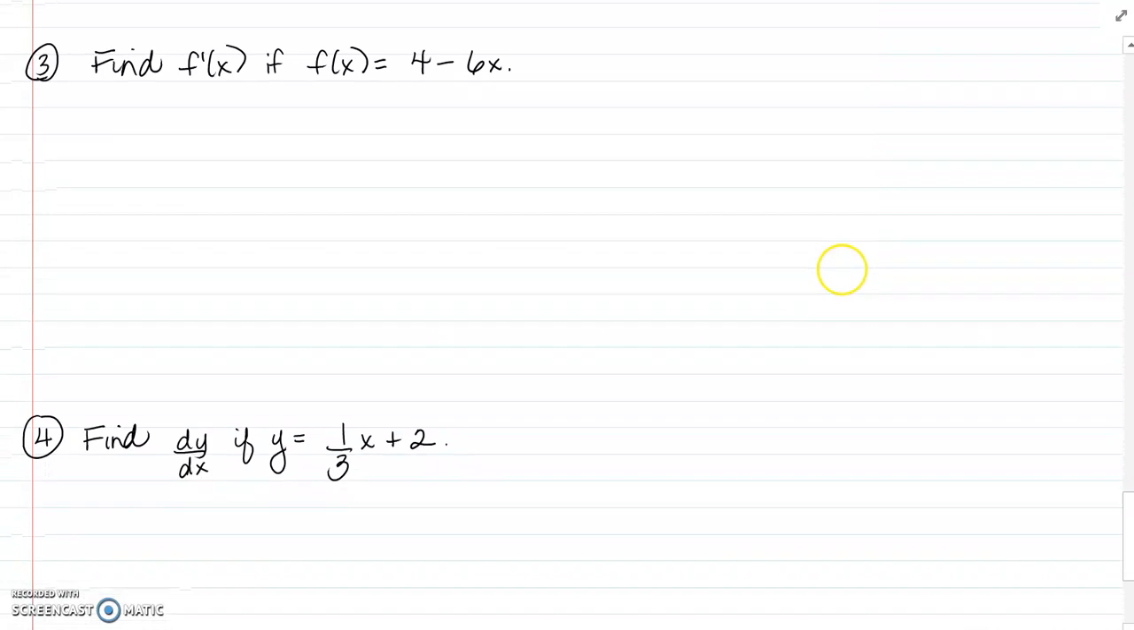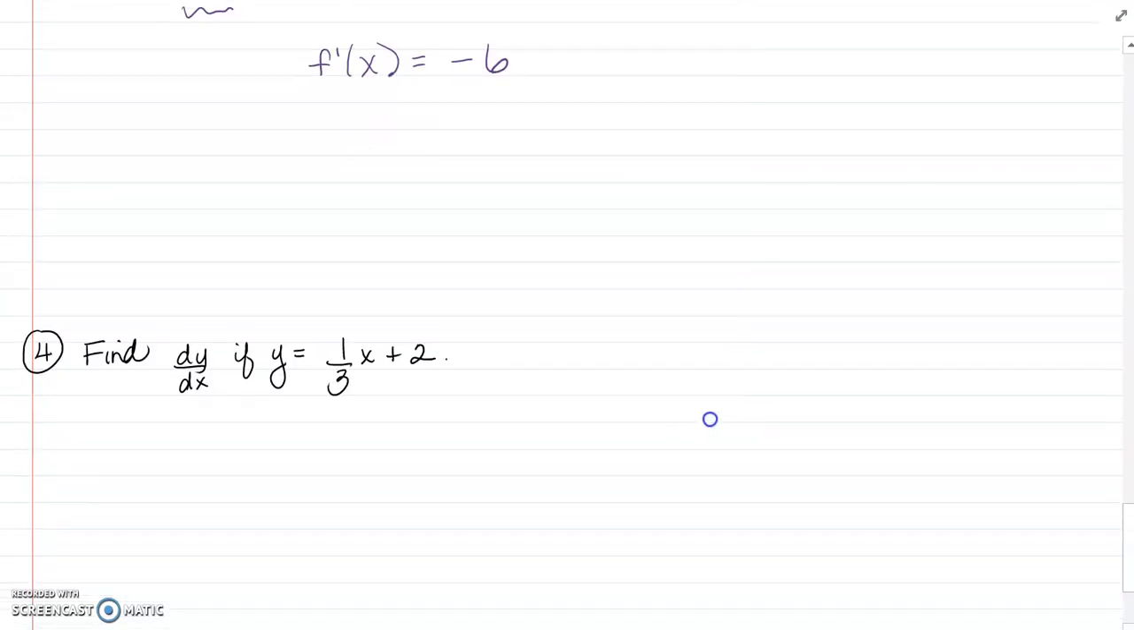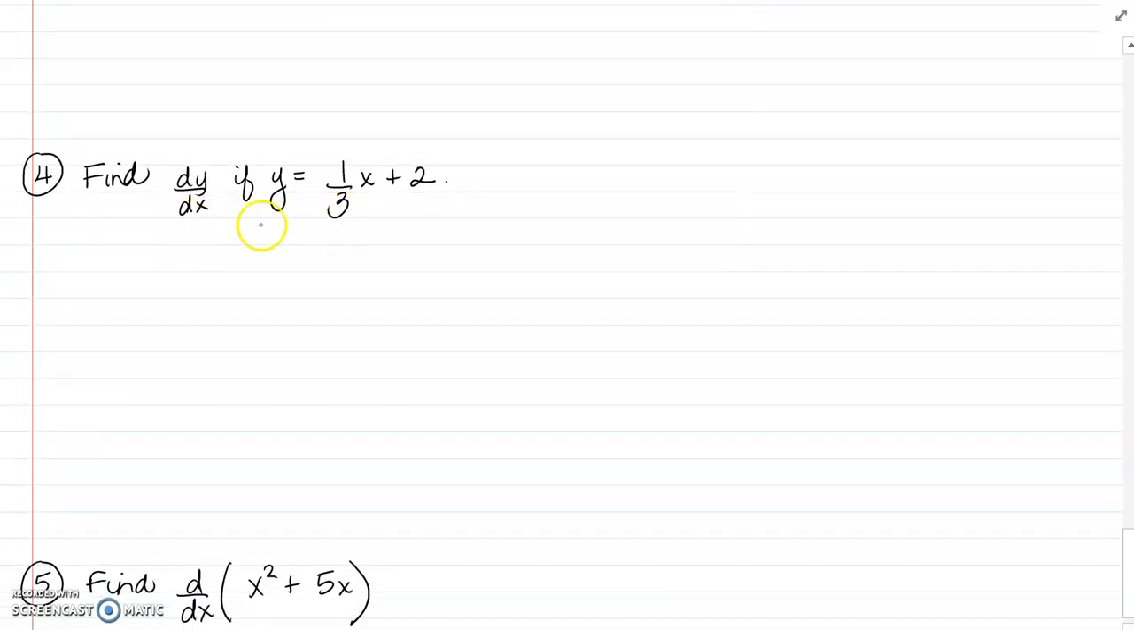All right, number 3, find f prime if f is equal to 4 minus 6x. So now this is asking for a function, and because this function is a line, I know that the slope is always going to be negative 6. Likewise in number 4, y is a line, and therefore that instantaneous rate of change, the derivative, the slope of the tangent line, will always be 1/3.